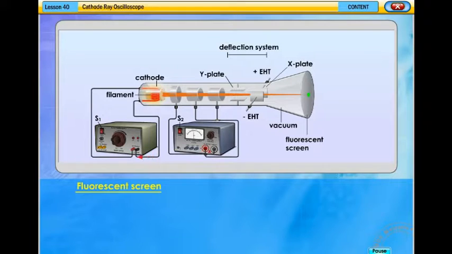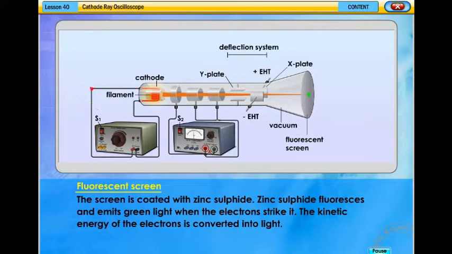Fluorescent screen. The screen is coated with zinc sulfide. Zinc sulfide fluoresces and emits green light when the electrons strike it. The kinetic energy of the electrons is converted into light.